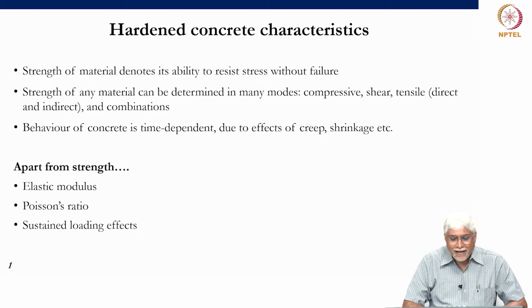So, when we talk about hardened concrete characteristics, strength first comes to mind. Strength is the maximum stress that occurs in a material before failure happens. Strength in the context of concrete is usually the compressive strength. The grade of concrete is also defined by the compressive strength. So, that is what comes to mind when a designer specifies a concrete or someone who is checking the quality of concrete refers to.